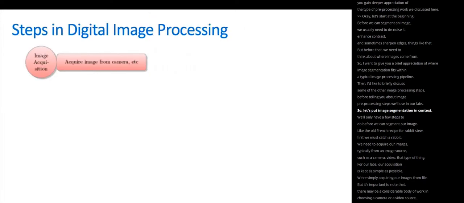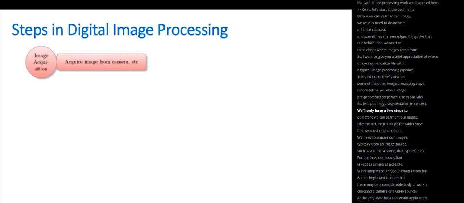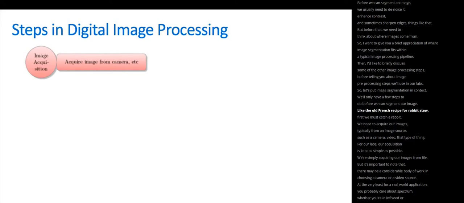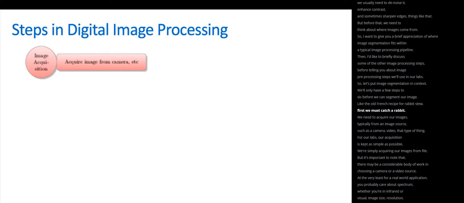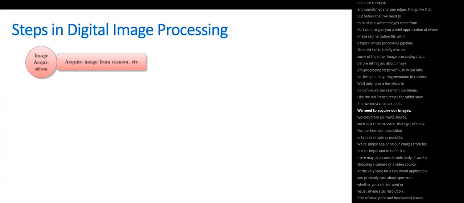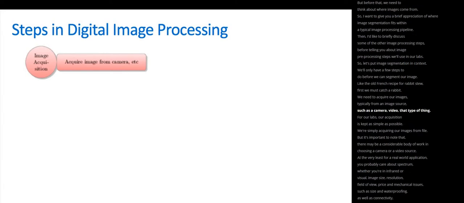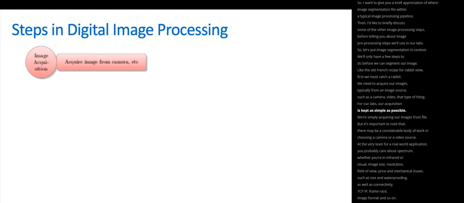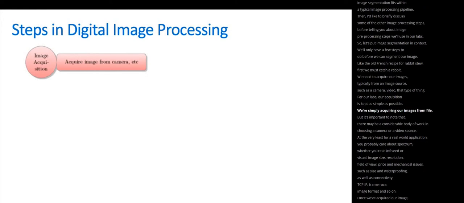So let's put image segmentation in context. We normally have a few steps to do before we can segment our image. Like the old French recipe for rabbit stew, first we must catch our rabbit. We need to acquire our images, typically from an image source, such as a camera, video, that type of thing. For our labs, our acquisition is kept as simple as possible. We're simply acquiring our images from file.